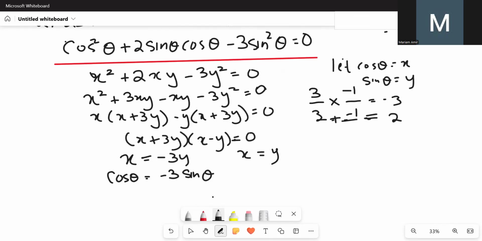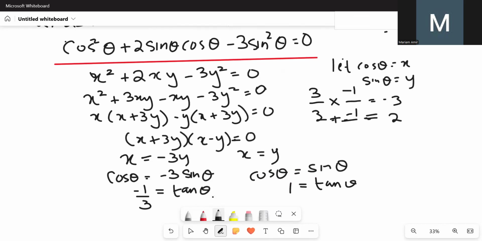And here we're getting cos theta equals to sine theta. I'm changing this into tan theta, so sine over cos is tan. So tan theta is equals to minus 1 over 3. And here sine over cos is tan, so tan theta equals to 1. Okay. Now we solve this.